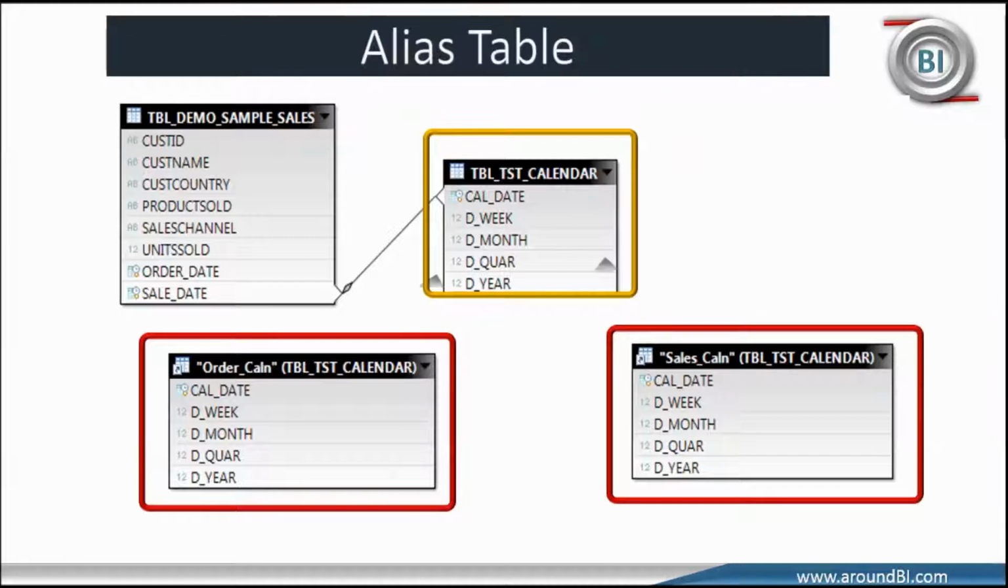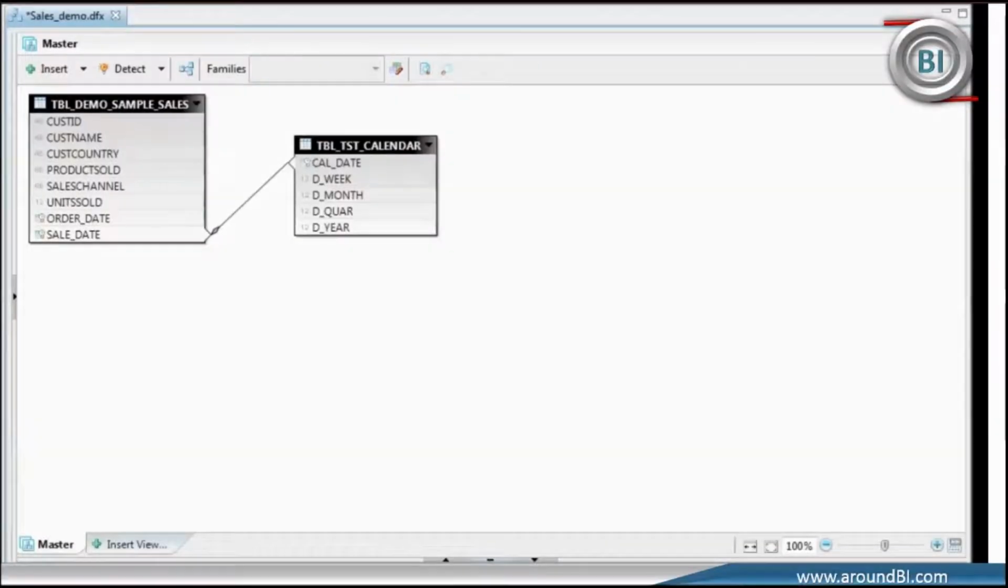If we check this example, order calendar and sales calendar are two alias tables. They are copies of the calendar table that is a base table in the universe schema. And we can see that the only visual difference between the alias table and the base table is the difference in their names. Rest everything is identical. Then a question comes, why do we need to create an alias table when the base table is already present in the schema? To understand more, let's open our test universe.